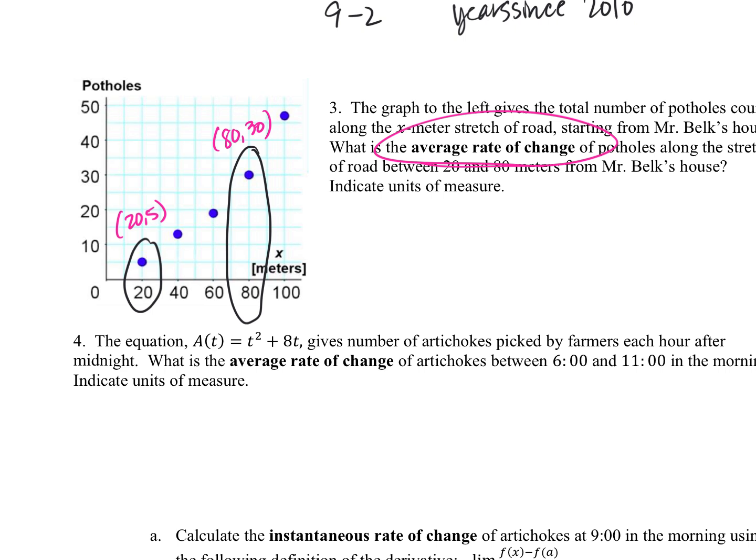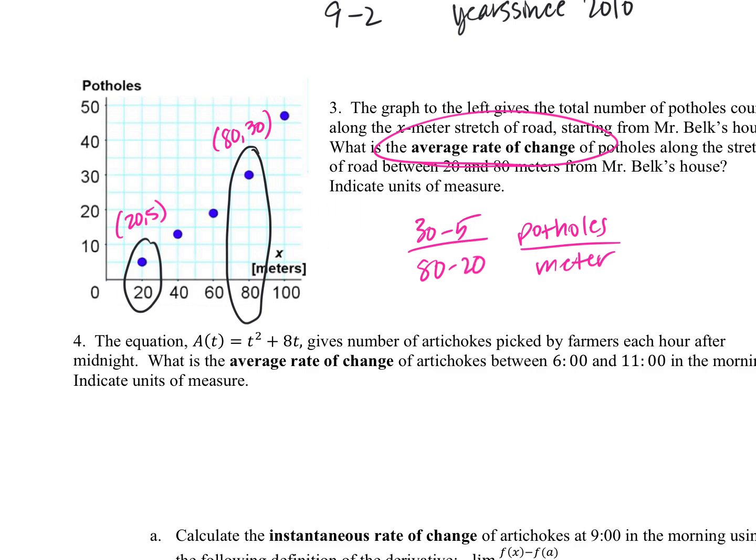Average is just slope. What minus what over what minus what? You know it. And what would our units be? Oh, yeah, change in y. Thank you. I was thinking meters per pothole, but that'd be change in x over change in y. The change in the y-axis over the change in the x-axis. So that'd be potholes per meter. And in case you're curious, that was 0.417.